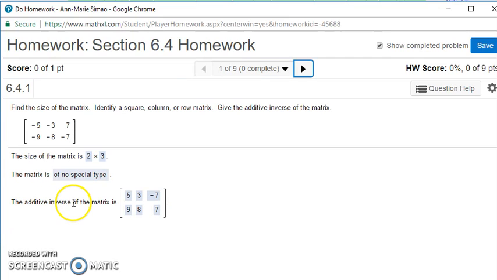The additive inverse of the matrix. So if I add -5 plus, here's my 5, I get 0. So -3 plus what equals 0? Well, the inverse of a -3 is a +3. The additive inverse of a +7 is a -7.